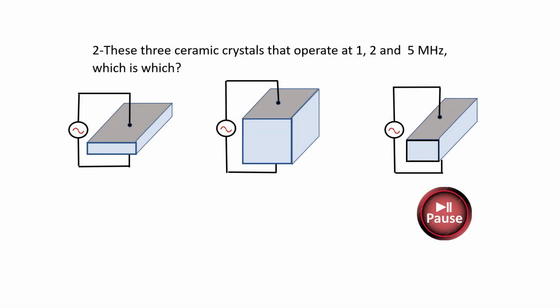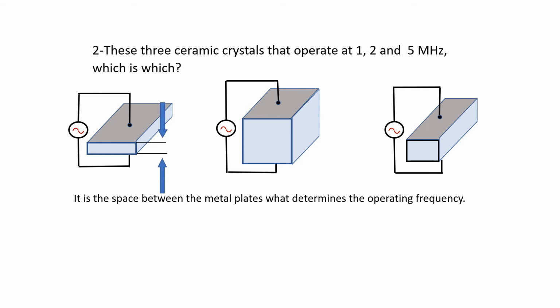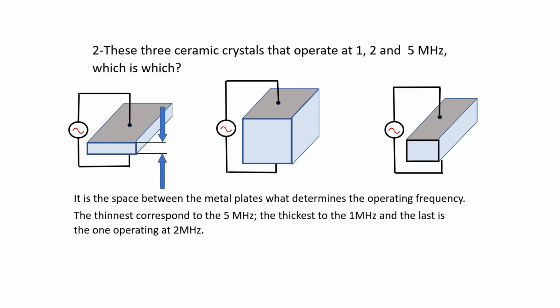These are 3 ceramic crystals that operate at 1, 2, and 5 MHz. Which is which? Hit pause. It is the space between the metal plates that determines the operating frequency. The thinnest corresponds to 5 MHz, the thickest to 1 MHz, and the last is the one operating at 2 MHz.